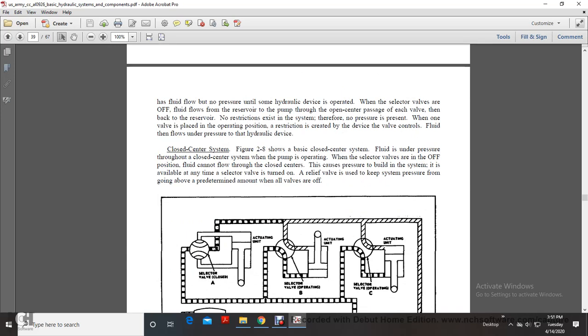No restriction exists in the system, therefore no pressure is present until a valve is placed in the operating position. The restriction is created with the device. The valve controls fluid, which then flows under pressure to the hydraulic device.